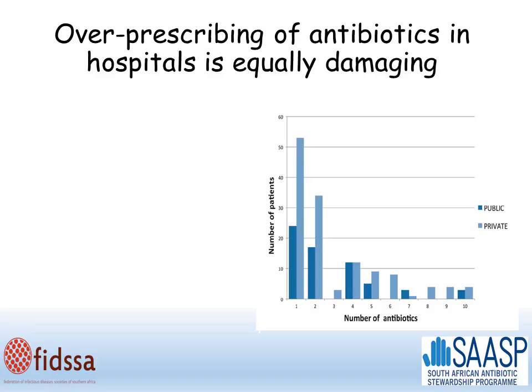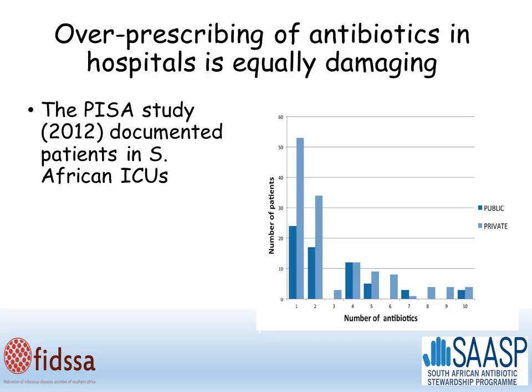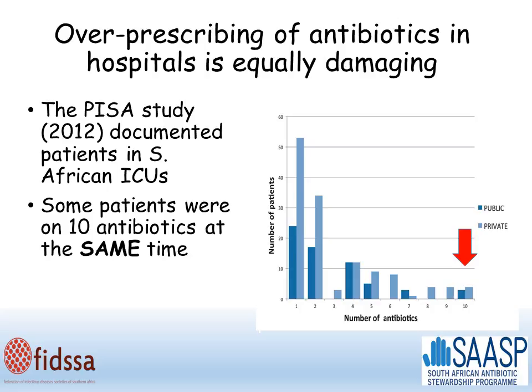Things are no better in the hospital setting. If you look at this graph, it shows the number of antibiotics individual patients are on at any given time in both the public and private sector. It's taken from the PISA study in South African intensive care units, and you can see if you look at the red arrow that there are patients that are on up to 10 antibiotics at the same time.